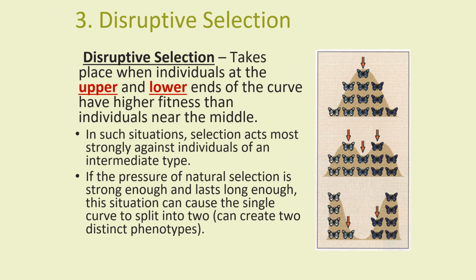The last type of graph is disruptive selection. Disruptive selection takes place when individuals at the upper and lower ends of the curve have higher fitness than the middle. In this situation, selection acts most strongly against the intermediate phenotype. If the pressure of natural selection is strong enough and lasts long enough, this can cause the single curve to split into two, creating two distinct phenotypes. And if the two phenotypes cannot mate with one another due to reproductive isolation, then it's two completely different species.